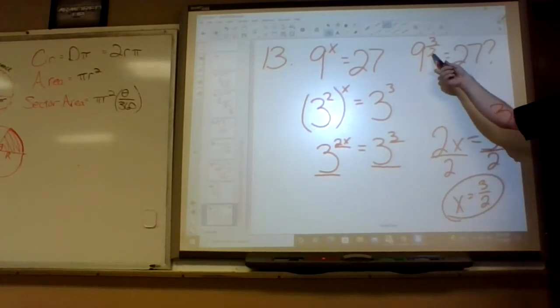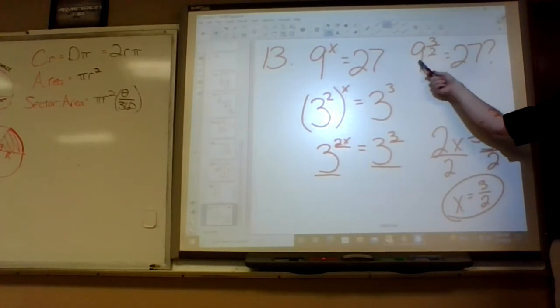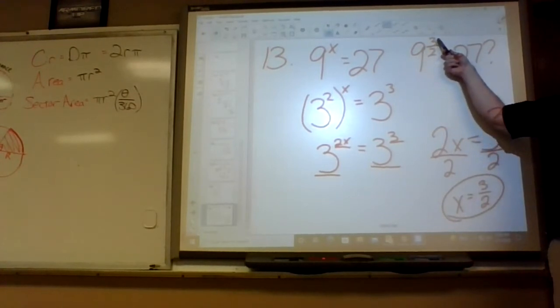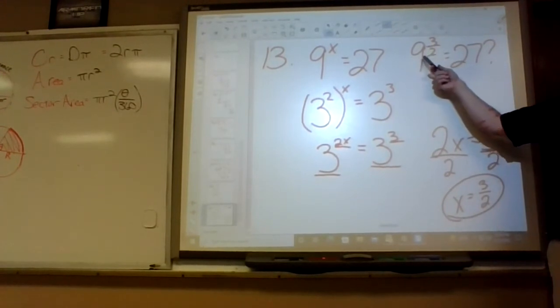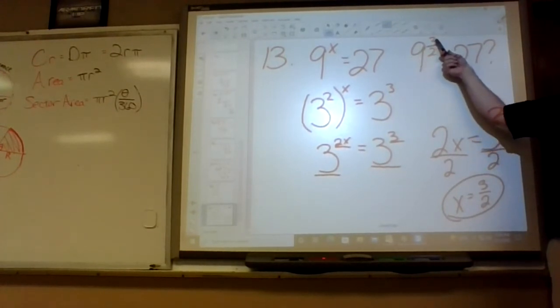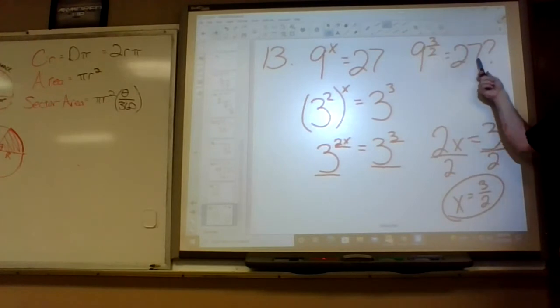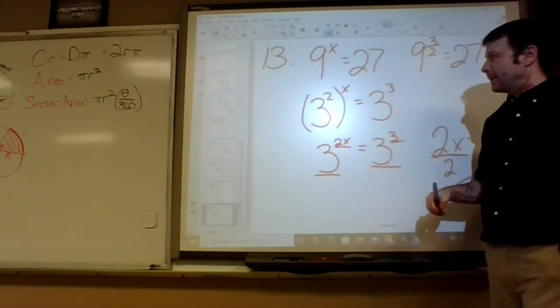Basically, you guys remember how the exponents worked here? It's basically the square root of 9, cubed. The square root of 9 is 3, and 3 cubed is 27. So it does work.